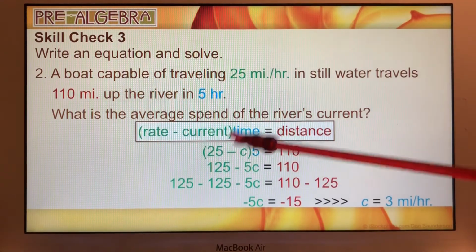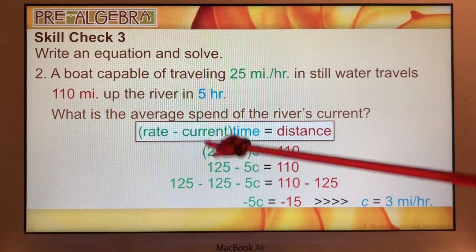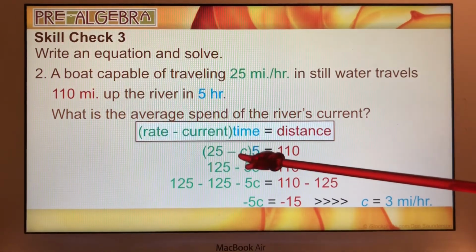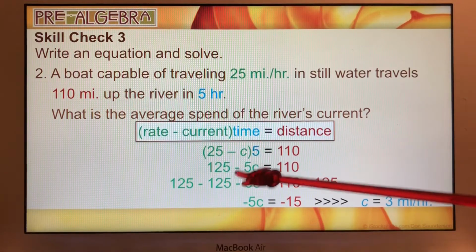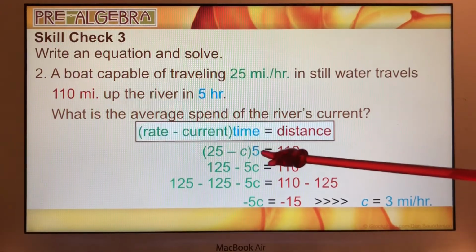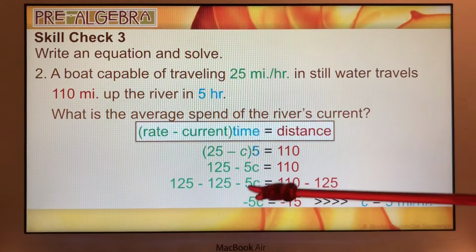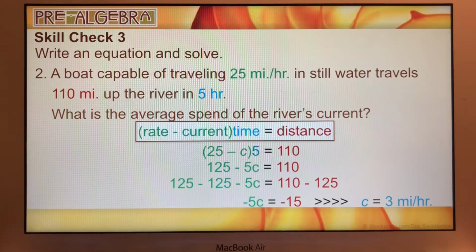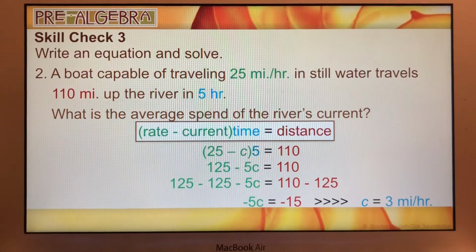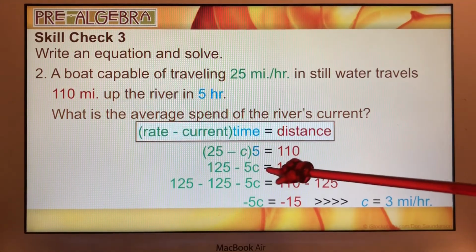So if I plug in our numbers here, 25 miles per hour, that's the rate, minus the current. We don't know what that current is. Times the time, we have 5 hours. And then 110 miles is our distance, or equals our distance.